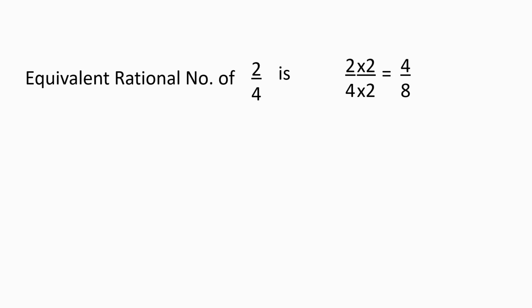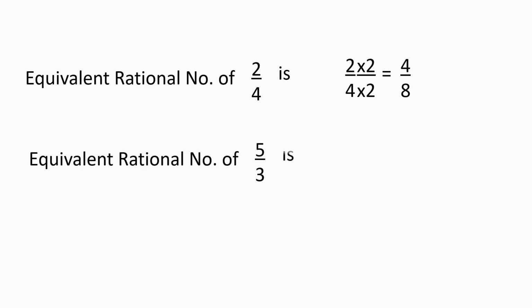Similarly, let's consider the fraction 5 by 3. To find its equivalent rational number, we can multiply both the numerator and denominator by the same number, say 3. This gives us 15 by 9, which is an equivalent rational number.